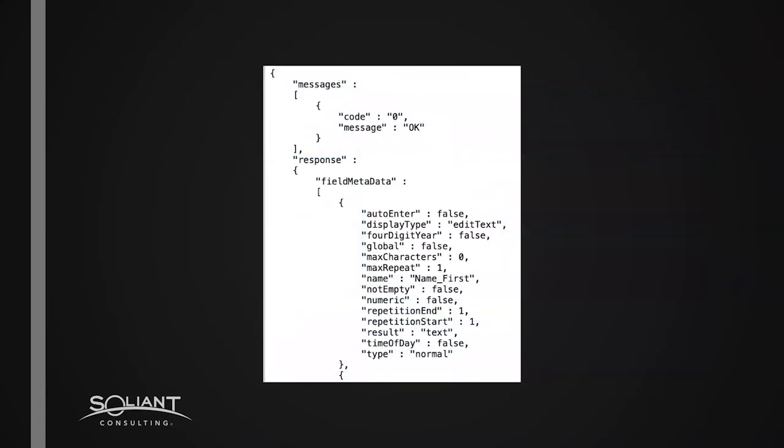And so when you do metadata, you get something like this. You get your message, okay, code 0, message, okay, and the response. And here's the data. So it's telling you about each one of those fields. So it's saying, is it auto enter off? It's an edit text, a text edit field. And this comes with every field, whether it's data or not, I'm not sure about that. It gives the name of the field, and the type of field. So it's giving you this data with each field.